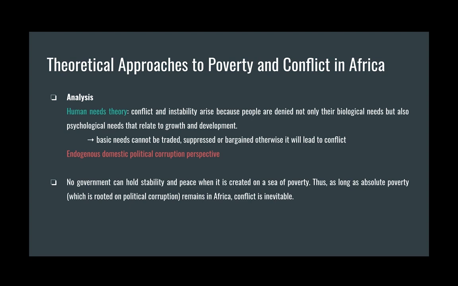While this paper recognizes that there are both exogenous and endogenous trends that influence political corruption, the endogenous domestic political corruption perspective is adopted, as political governance is now more controlled at home. From this theory, Ikejiaku agrees that no government can hold stability and peace when it is created on a sea of poverty. Thus, as long as absolute poverty, which is rooted in political corruption, remains in Africa, conflict is inevitable.